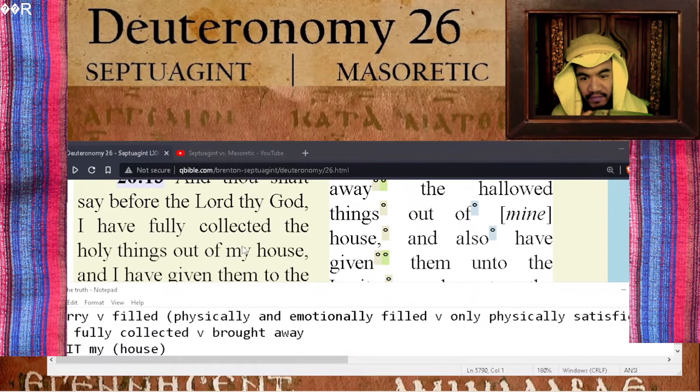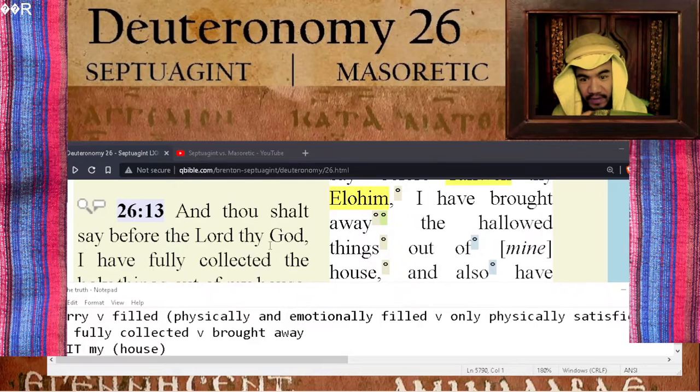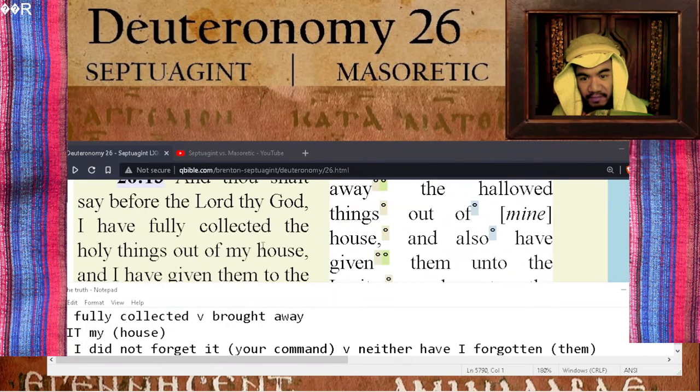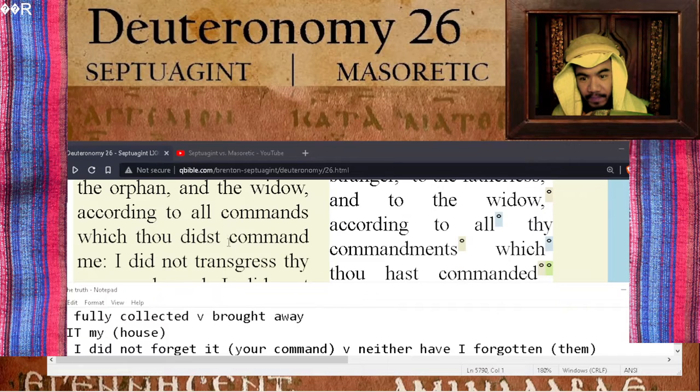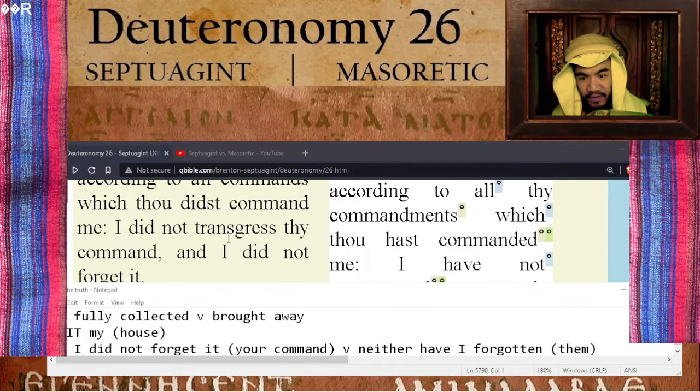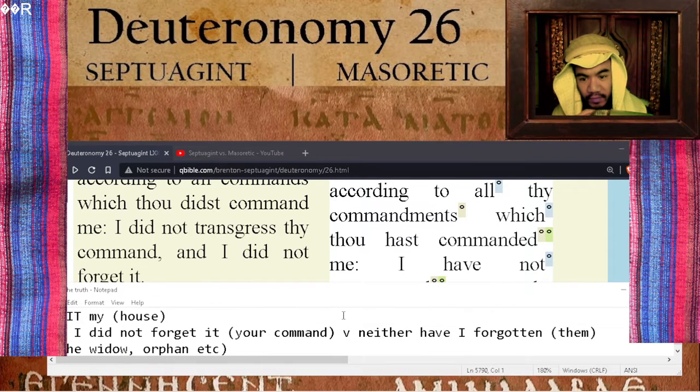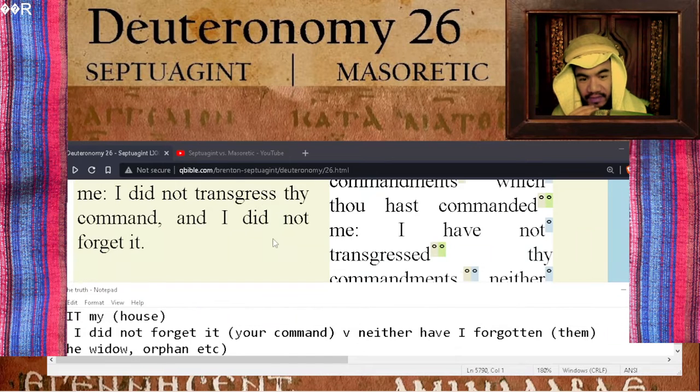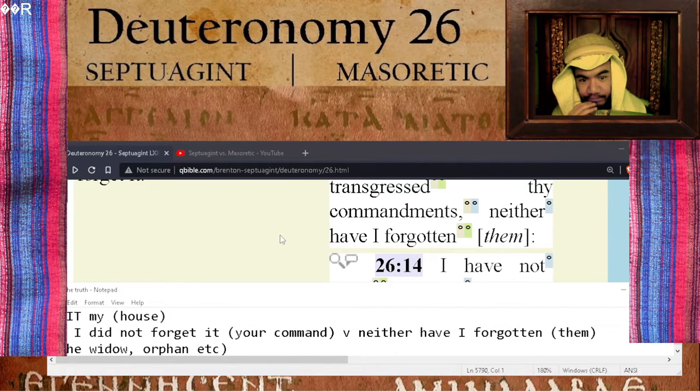Verse 13, fully collected versus brought away. And then there's an omission of my house. Significant difference in this verse. I did not forget. I did not forget it, your command, versus neither have I forgotten them, the widow, the orphan, etc. So it's referring to the commandment, not to the orphan, the widow, etc.